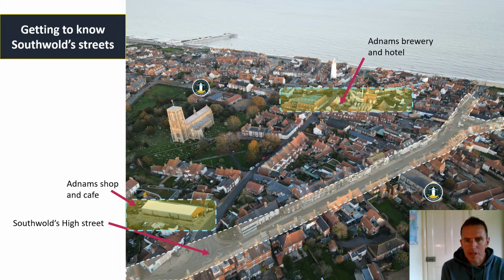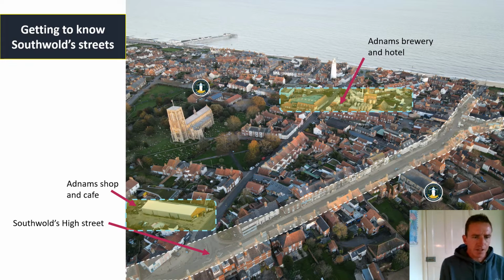These bits that have been highlighted now are showing Adnams' main locations. So the one in the middle of the screen is the brewery. The brewery is actually over 2 or 3 different sites that's divided by a crossroads here towards Southwold's Lighthouse. To the right-hand side of that section that's been highlighted is the back end of the Swan Hotel, which is Southwold's main hotel and Adnams' main hotel as well.